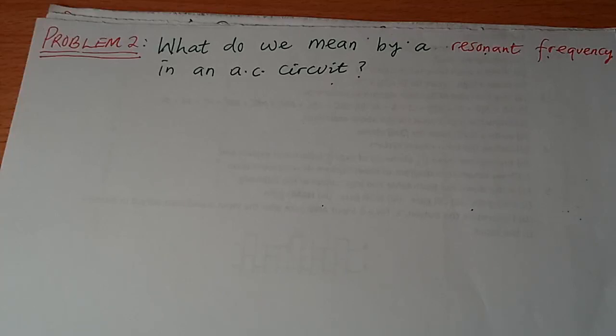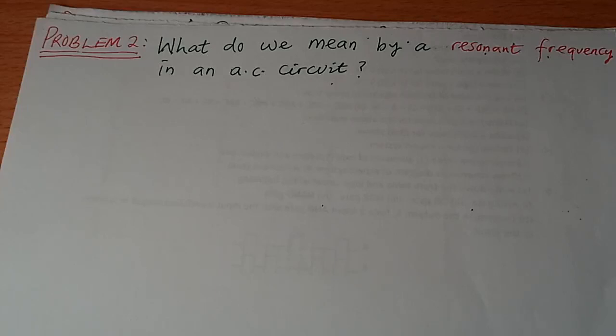There are three fundamental principles associated with the resonant frequency, and I want you to pay attention to them. I will mention them one by one. Number one, at resonant frequency, maximum current flows through the circuit. I repeat, maximum current flows through the circuit. You cannot have any other frequency for which the current is greater than the current at resonant frequency.